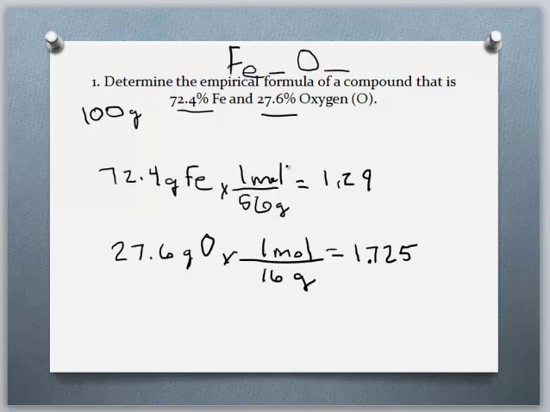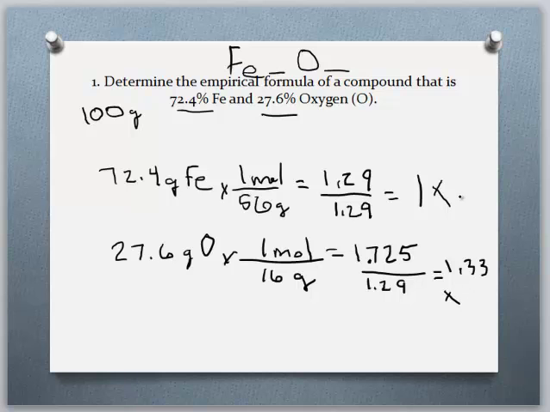Okay, so now to make this a lowest whole number ratio, we're going to divide each of these by the smaller of the two. So we're going to divide them each by 1.29, and we get 1.29. So 1.725 divided by 1.29 is going to give us 1.3, or we could say 1.33. Now step 4 says at this point, if this is not a whole number ratio, we have to multiply each of these by a common factor to make those a whole number ratio.